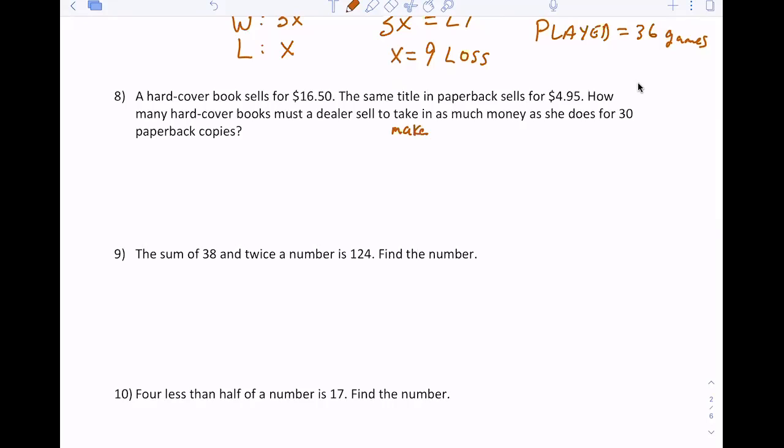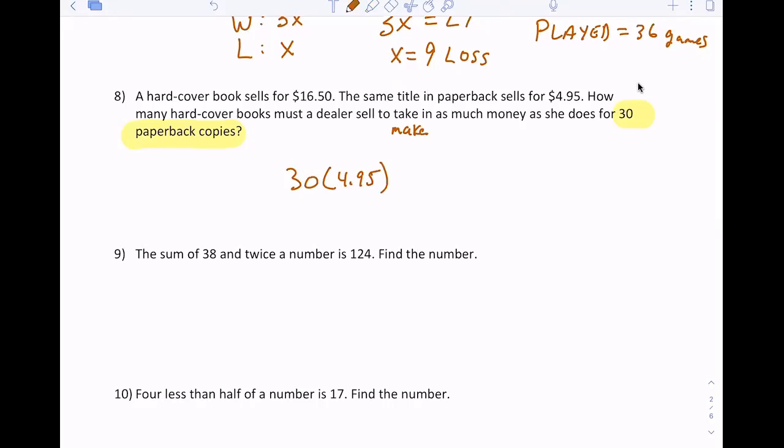All right, so how much money is she going to make if she sells 30 paperback copies? I don't care about the answer, but how would I find that out? What would I do? 30 times 4.95. Thank you so much. That would be the cost of the paperbacks.